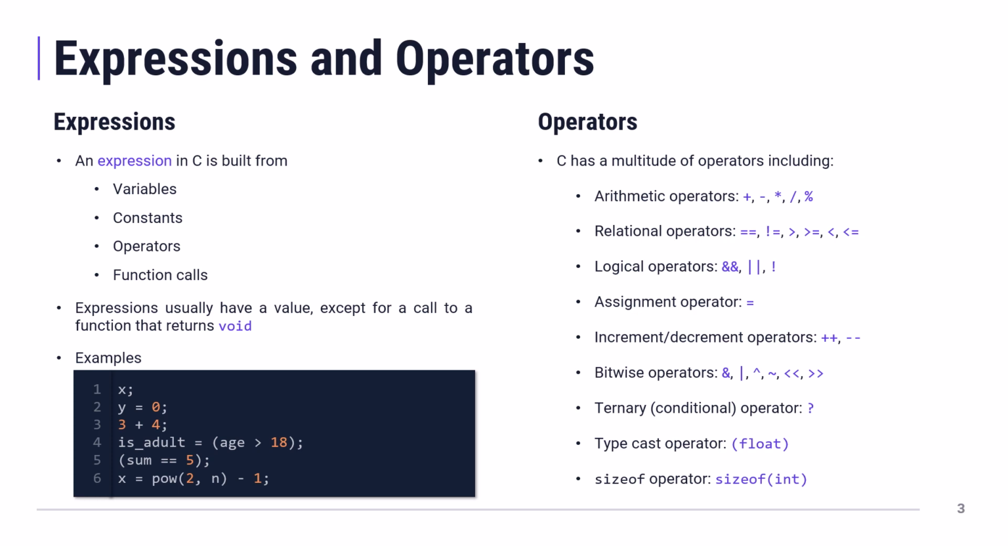We have an assignment expression, y equals 0, 3 plus 4. We have a relational operator, age is greater than 18, sum equal to 5. And then line 6, we've got a little bit more of a complex expression where we are calling a function and then we are subtracting 1. So you can mix and match function calls and operators and whatnot.